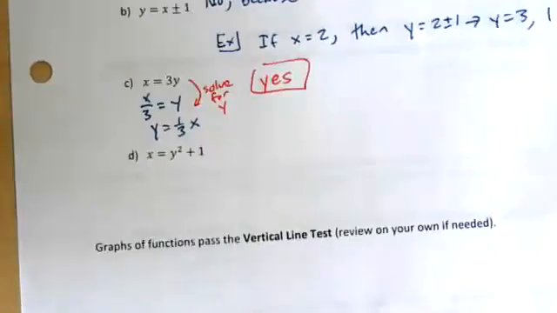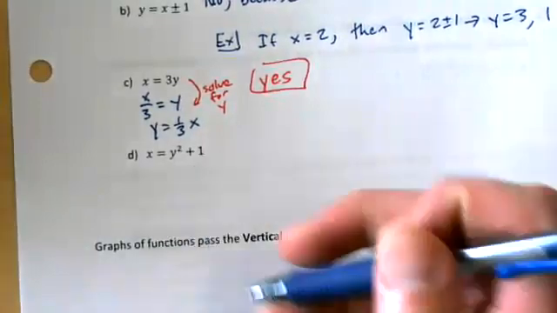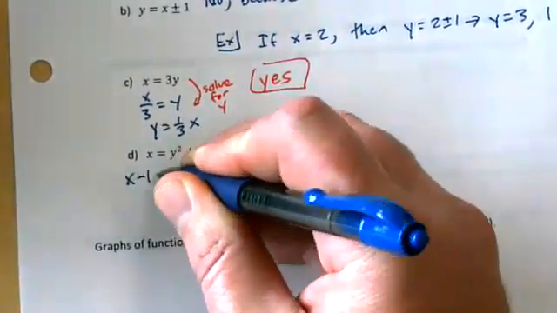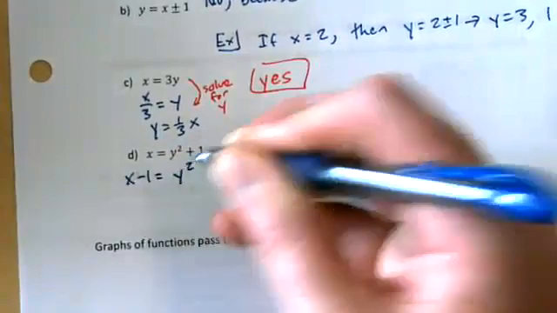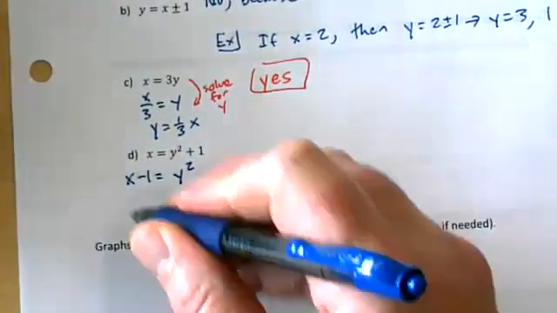This last one's also an x equals. Could you all take a minute for me and get y by itself in that equation? Solve that for y. Do a couple steps of algebra here. What do I do first? I'd probably subtract 1 from both sides. And then take a square root on both sides.